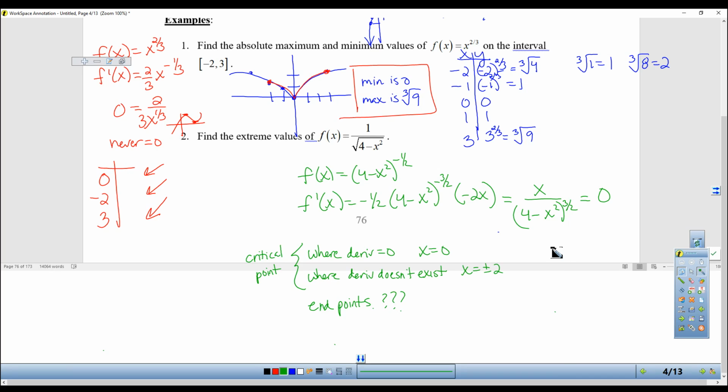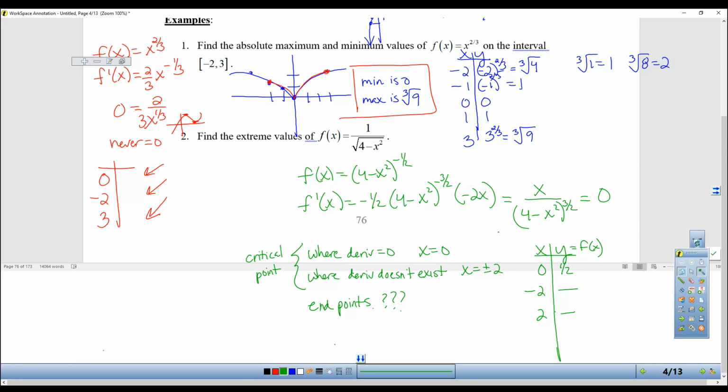So let's plug in these values, x and y: 0, negative 2, positive 2. So when I plug 0 into the original, remember we're doing y is equal to f of x, I get 1/2. When I plug 2 into the original, it does not exist. I know that the derivative doesn't exist there, but even as a point, it doesn't exist there. So now how are you going to tell if it's a max or a min?